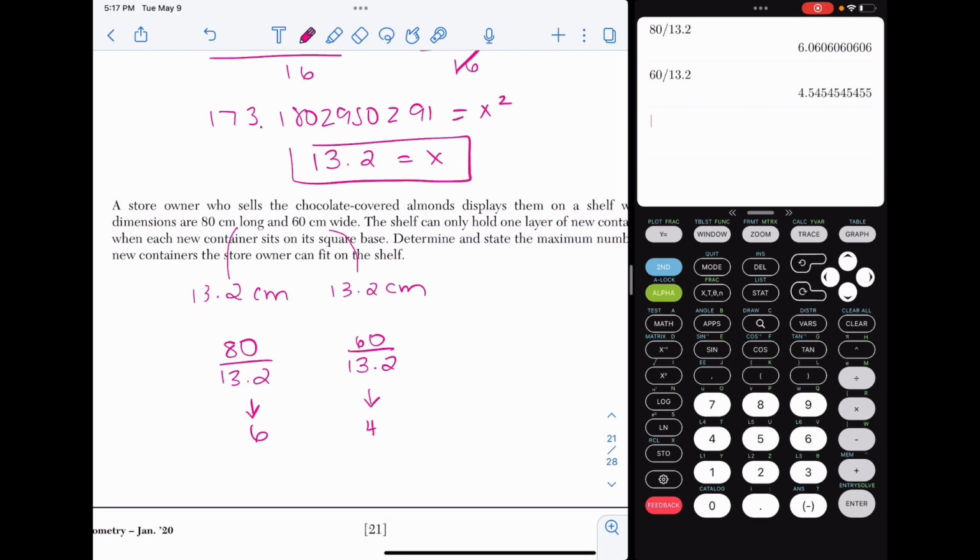So I can fit 6 longwise, 4 by the width. So multiply them together. We can figure out how many can fit there, almost like in an array. And we would get 24 containers.